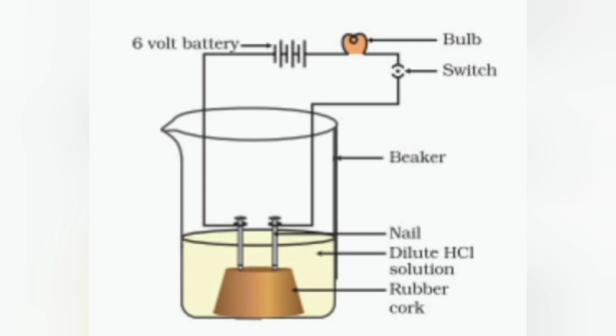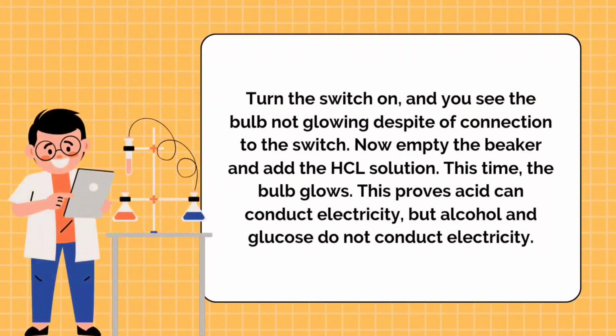Turn the switch on, and you see the bulb not glowing despite the connection to the switch. Now empty the beaker and add the hydrogen chloride solution. This time, the bulb glows. This proves acid can conduct electricity, but alcohol and glucose do not conduct electricity.